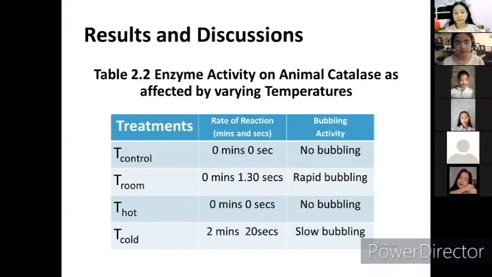Meanwhile, the cold temperature also conveyed enzymatic activity, but relatively slower than in room temperature. Two minutes and 20 seconds upon the first drop of hydrogen peroxide, bubbles started to appear. Therefore, cold temperature doesn't disable the enzyme, but it slows down its reaction.